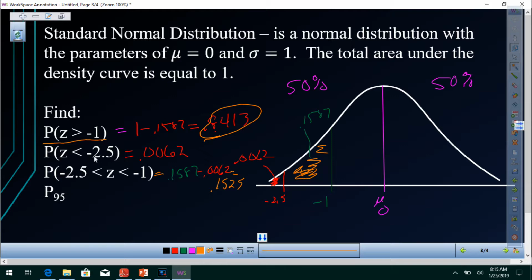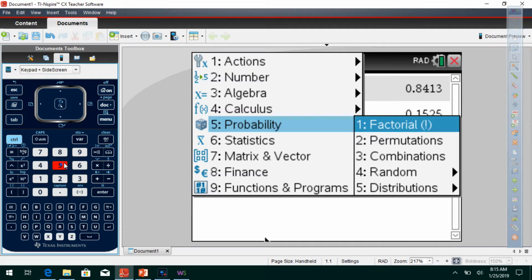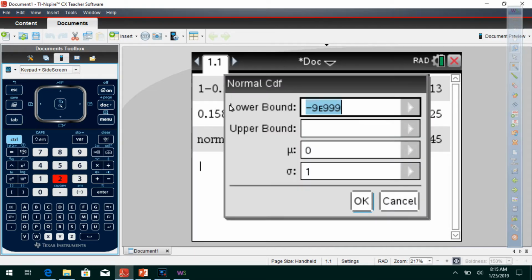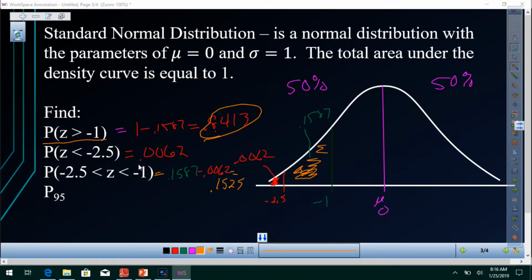All right, now let's find less than -2.5. So menu 5 5 2, our lower bound is going to be negative infinity. Our upper bound is going to be -2.5. Then we press enter, and we get 0.00621. That's very, very close to what the table gave us.